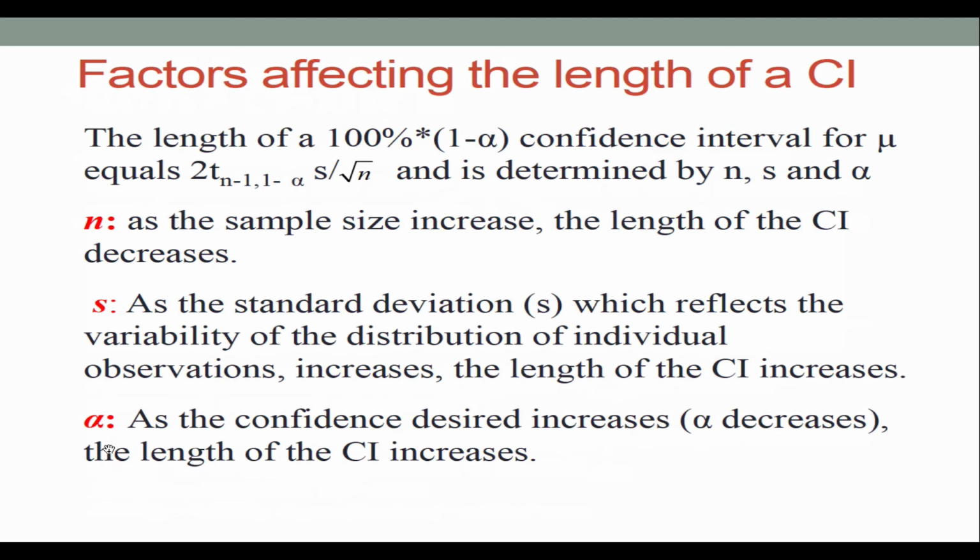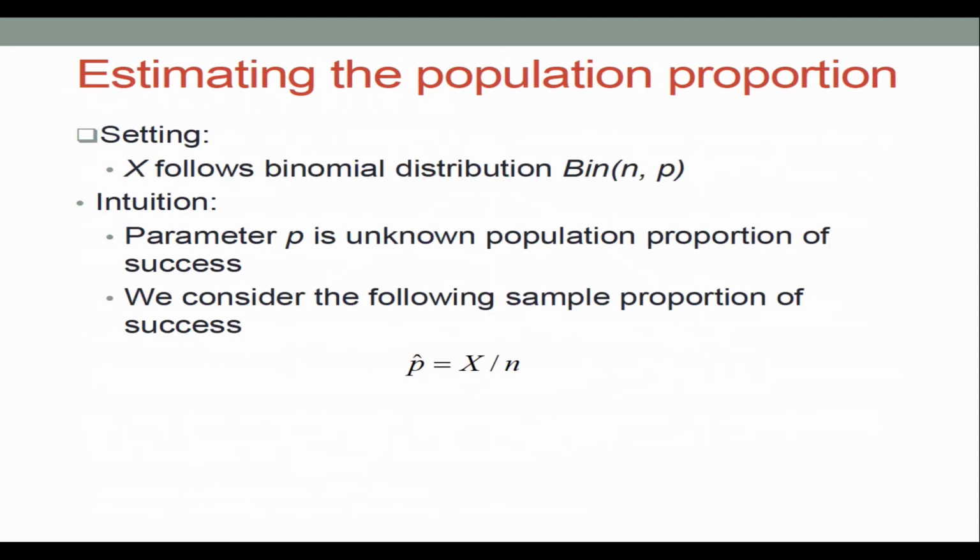The last factor is the confidence level you desire, either 80% or 99%. Of course, 99% should give a longer interval estimate than the 80% confidence interval. If you want to be more confident, you create a longer confidence interval that has a higher probability, 99%, of covering the true population mean. So those are the three factors that affect the length of a confidence interval.